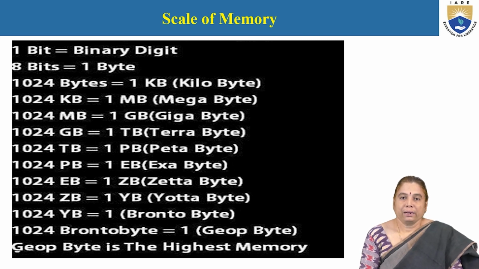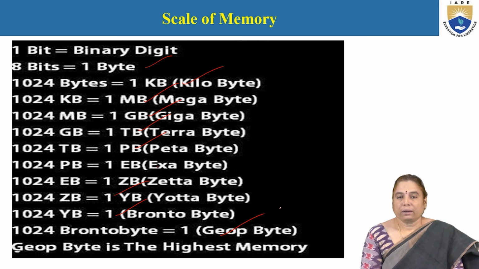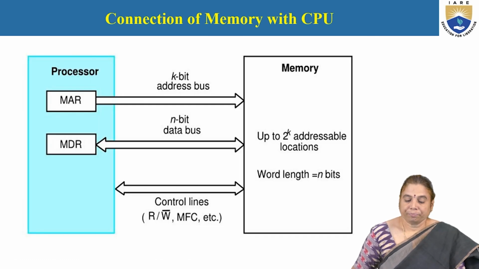1 bit is a binary digit, either 0 or 1. 8 bits is 1 byte. 1024 bytes is 1 kilobyte. 1024 kilobytes is 1 megabyte. 1024 megabytes is 1 gigabyte. 1024 gigabytes is 1 terabyte. 1024 terabytes is 1 petabyte. 1024 petabytes is 1 exabyte. 1024 exabytes is 1 zettabyte. 1024 zettabytes is 1 yottabyte.